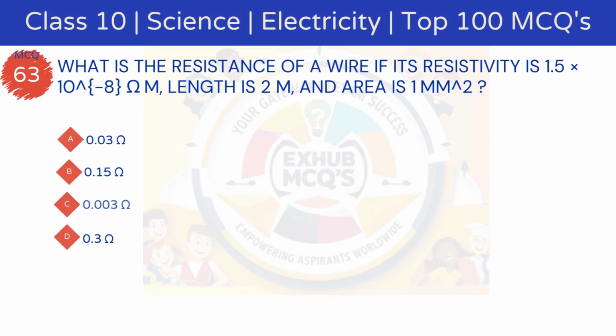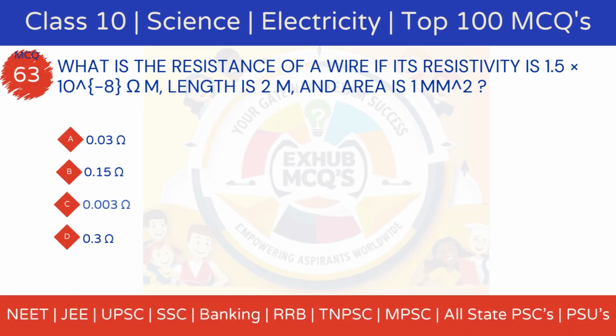MCQ 63. What is the resistance of a wire if its resistivity is 1.5 times 10 to the power of minus 8 ohm meter, length is 2 meter, and area is 1 square millimeter? Option A, 0.03 ohm. Option B, 0.15 ohm. Option C, 0.3 ohm. Option D, 0.3 ohm.